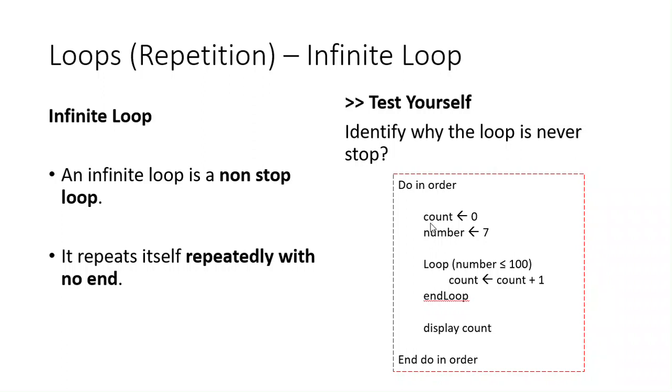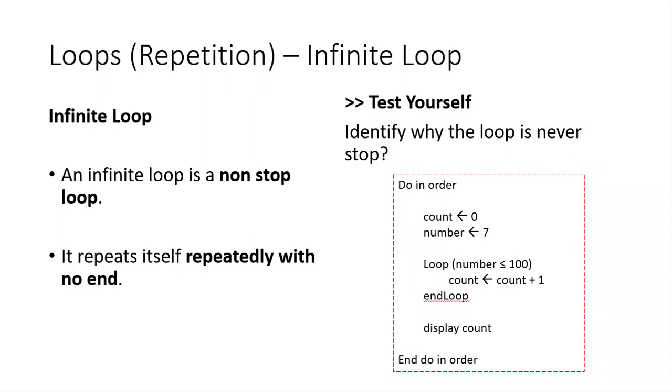So do in order. Count equal to 0, number equal to 7. So kita assign value kosong pada count dan kita assign value 7 to number. Loop number less than 100. Number tadi 7, less than 100. So true. Kita akan masuk dalam loop ni. So count equal to count plus 1. Kita assign nilai baru pada count. Count yang asal 0 tambah 1. So nilai count yang baru ialah 1. Dan kita repeat lagi.